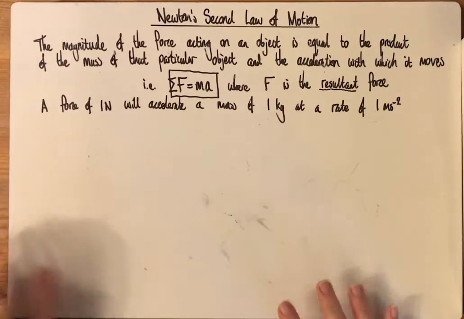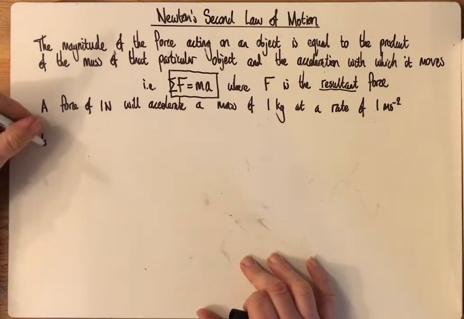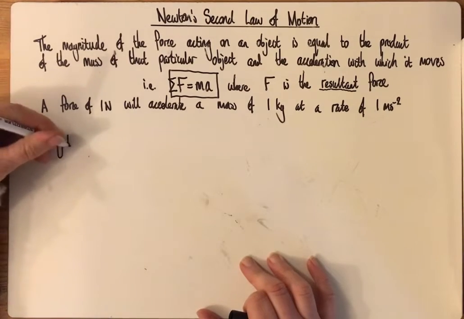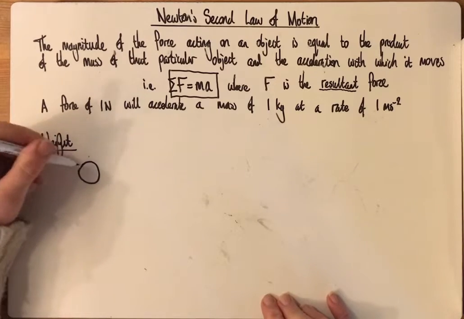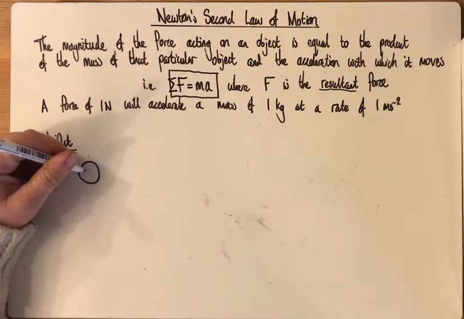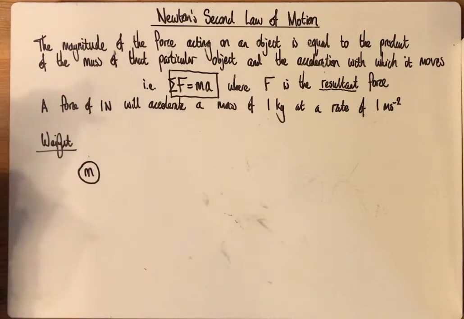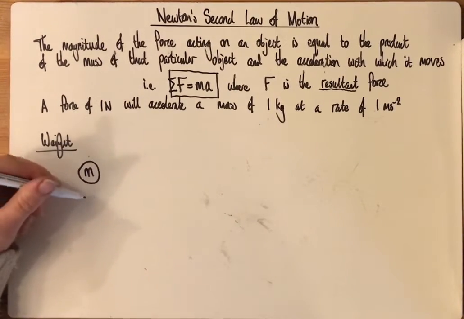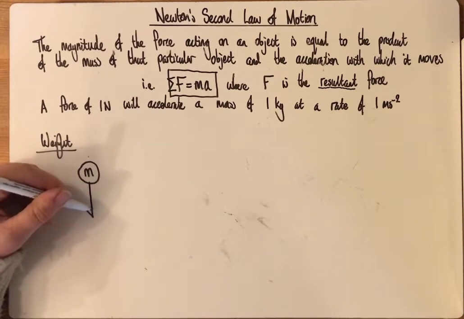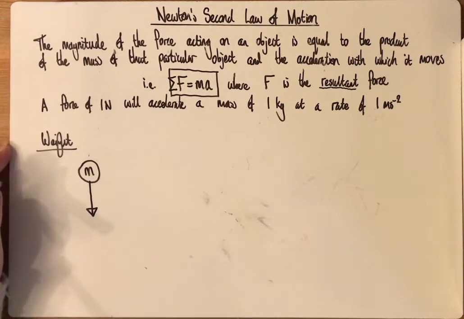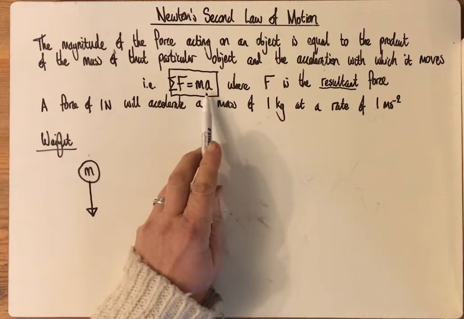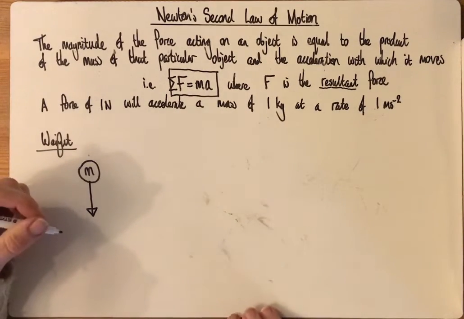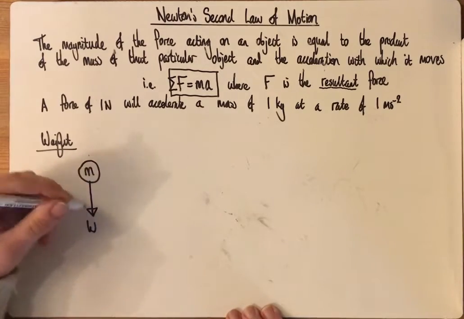Just a quick discussion on weight. So we've mentioned weight a bit in our force diagrams. If you've got an object of mass m, and mass is measured in kilograms, then the weight acting on that mass is equal to mg, where g is acceleration due to gravity.